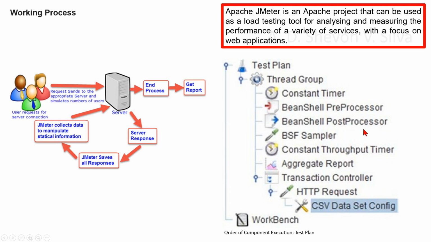For the given test plan, the execution order will be: 1 BeanShell preprocessor, 2 constant timer, 3 constant throughput timer, 4 transaction controller, 5 CSV data set config, 6 HTTP request, 7 BeanShell post processor, 8 aggregate report.